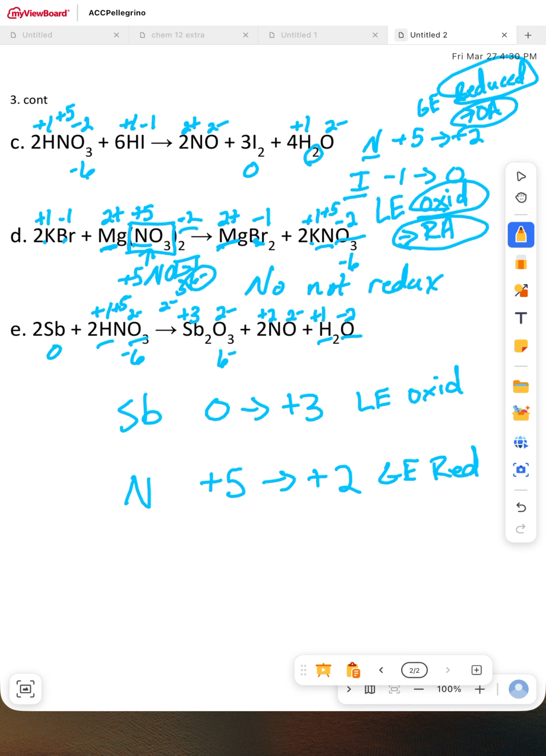And because antimony is oxidized, it's doing the reducing, so it's the reducing agent. And nitrogen is reduced, so it's doing the oxidizing, so it's the oxidizing agent. So the answer would be yes, it's a redox reaction. Antimony is oxidized and is a reducing agent. Nitrogen is reduced and is the oxidizing agent.